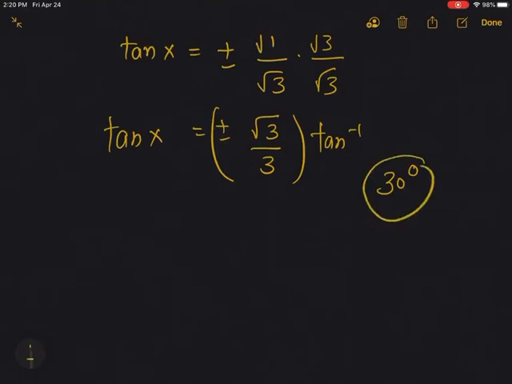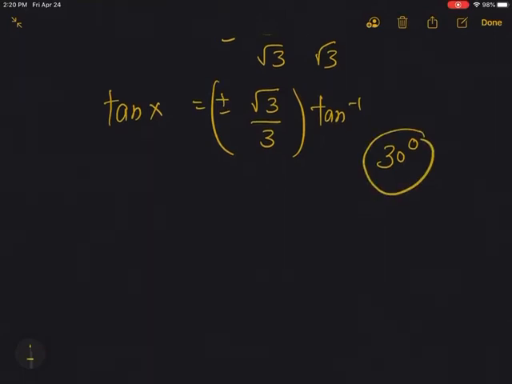Okay, now time to figure out the actual angle. If you look closely, I have two answers: plus radical 3 over 3 and negative radical 3 over 3. Let's figure out options for the positive radical 3 over 3.